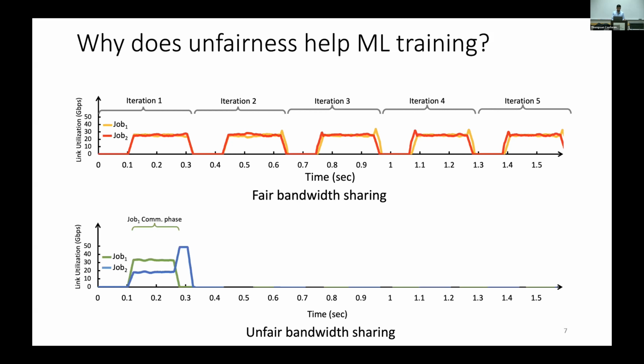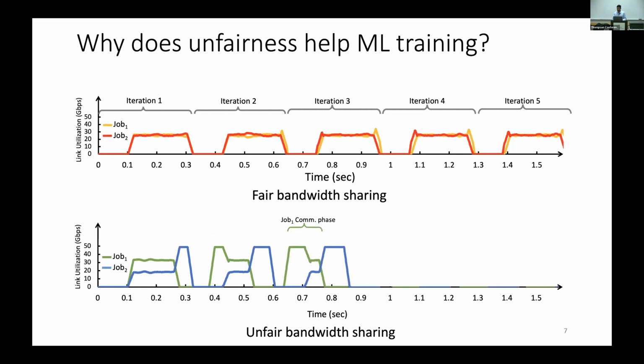As we saw before, in the first iteration, job 1 gets 60% of the link bandwidth and is able to complete its first iteration faster. Job 2 gets less bandwidth and it takes a little bit longer to complete. In the second iteration, since job 1 was able to complete its first iteration faster, it starts its communication a little earlier and is now able to utilize the full network for a short while. Now, job 2 also starts communicating and they both share the network unfairly.